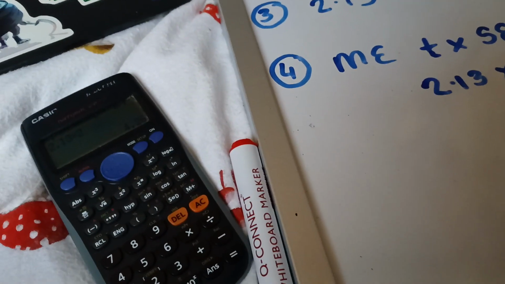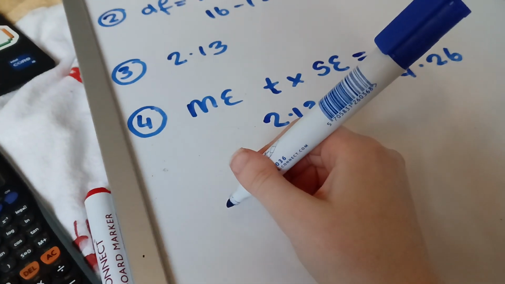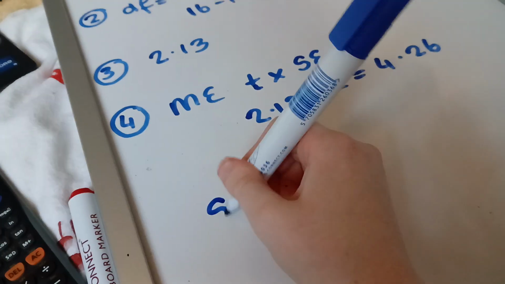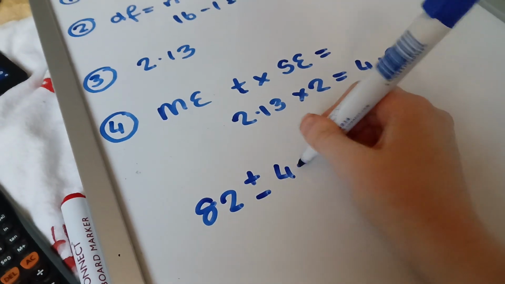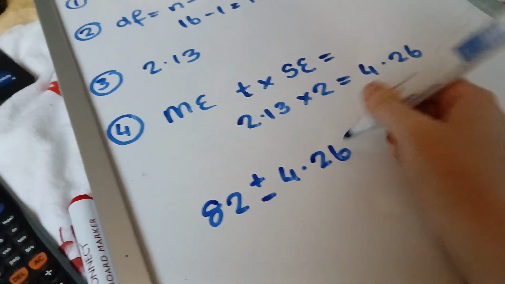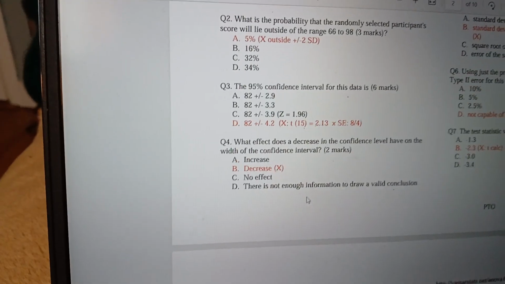4.26. So then we need to construct the confidence interval. So we do the mean, which is 82, plus minus 4.26. So we know then that it's D, because that's the right one.